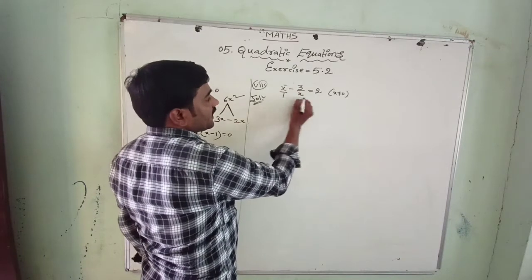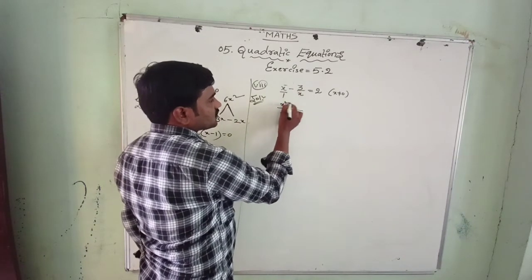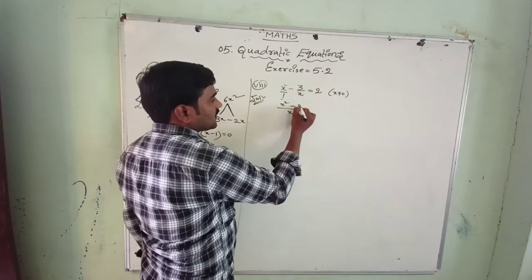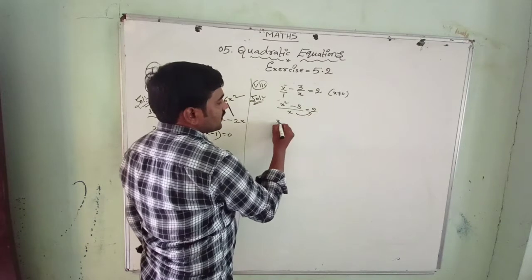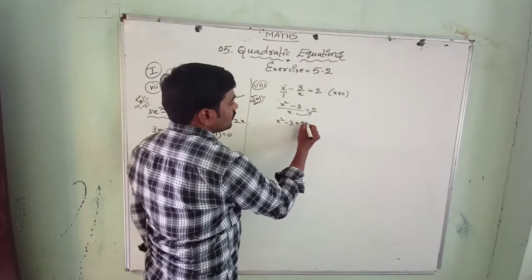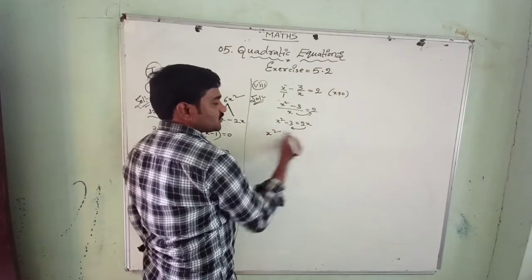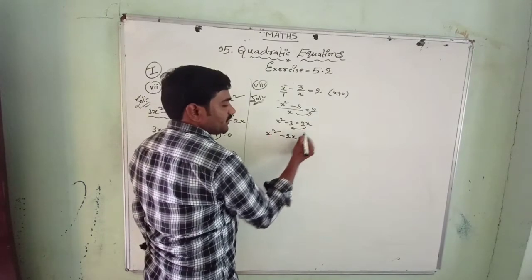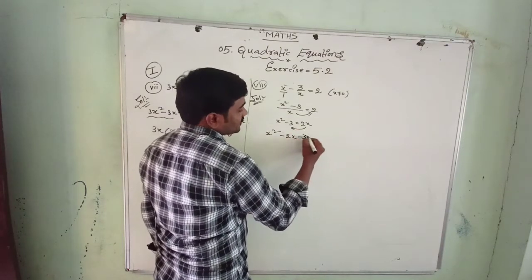So now you take LCM. 1 into x is x, x into x is x square, minus 1 into 3 is 3, that equal to 2. This x you transfer this side, x square minus 3 equal to 2x. This 2x you transfer this side. Now we write in the standard form, x square next to x term, that means -2x, and -3 equal to 0.